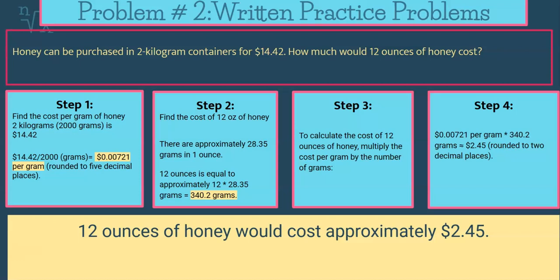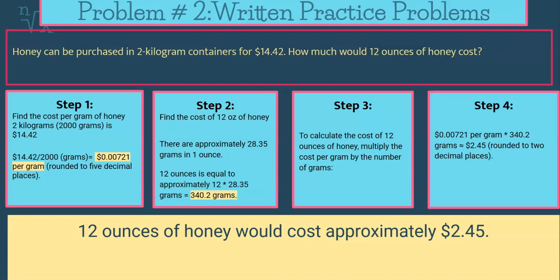So you're going to take your 12 ounces of honey that you're costing out, which is equal to approximately how many grams? So you'll take your 12 times 28.35 grams, because that's how many grams are in 1 ounce. So you do 12 times 28.35 and you end up with 340.2 grams of honey is how much you're working with, is the conversion.